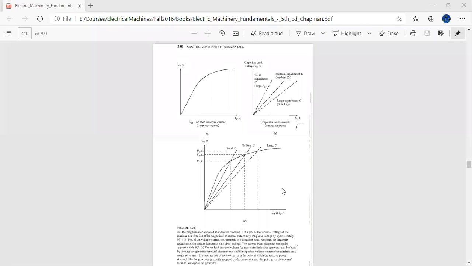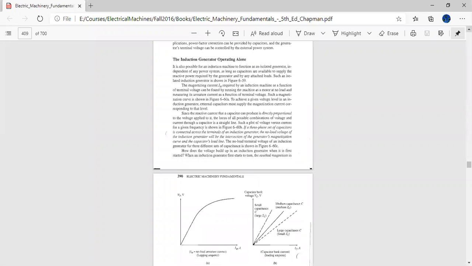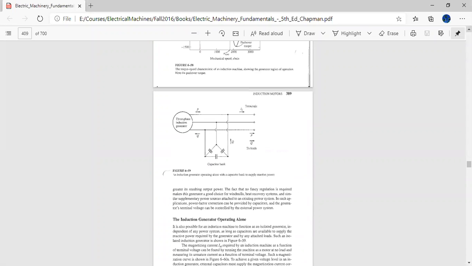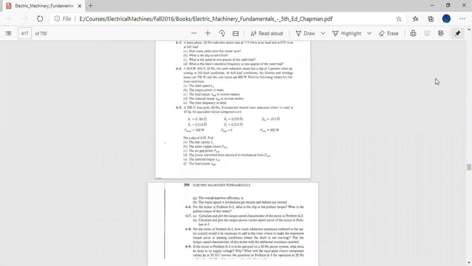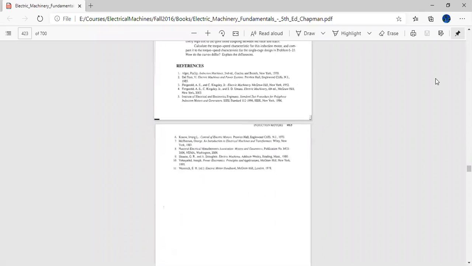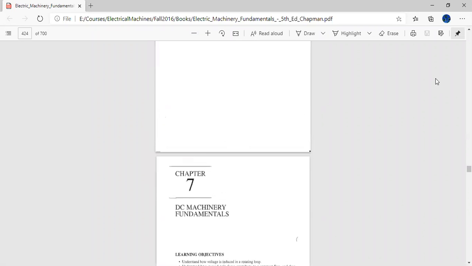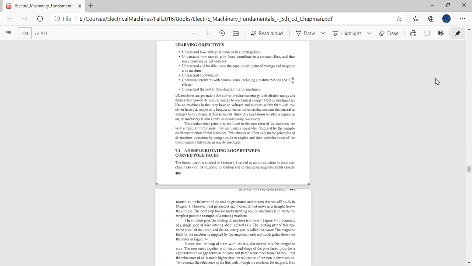Right, I'm going to be sharing the book with you. Here is the book. Okay, so this topic is DC machinery fundamentals and starts from page number 404 in your book. And we are going to do this example today.